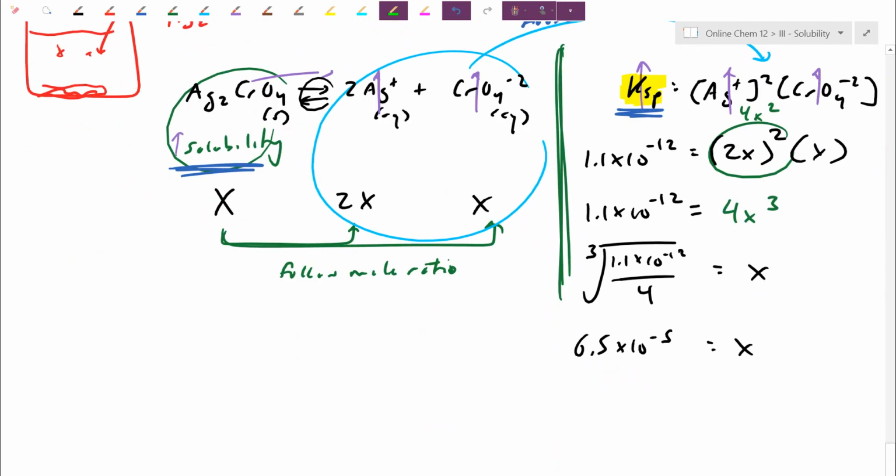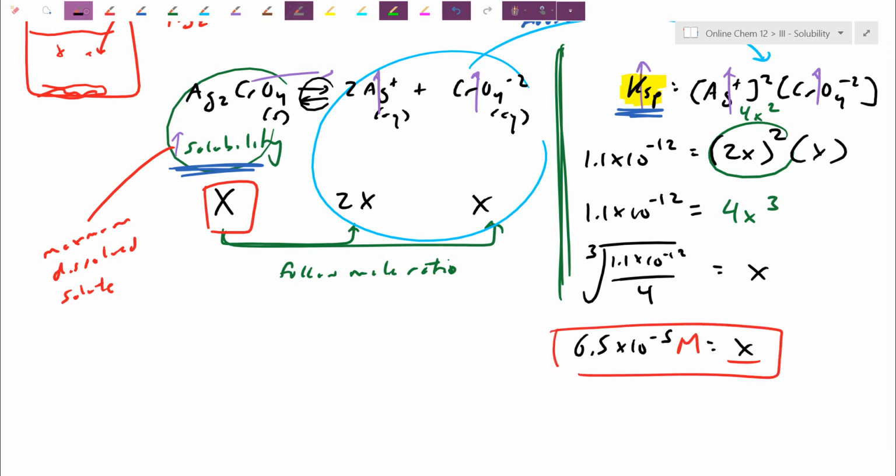The solubility describes for us what's the maximum dissolved solute before it hits equilibrium. And you notice I actually put an X for that. Perfect. X is actually the solubility. X followed the mole ratio, so the units here are actually molar. This one here is actually the molar solubility. Again, two ways to interpret this.